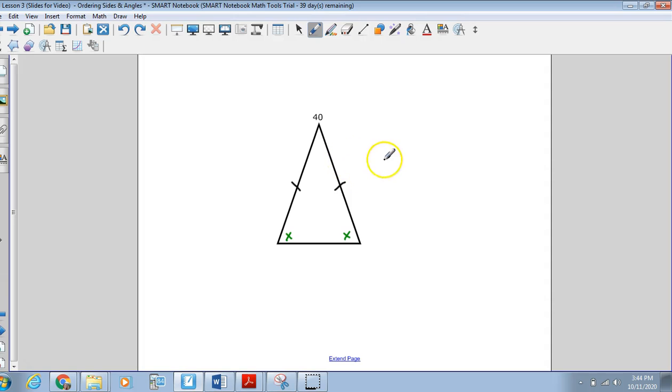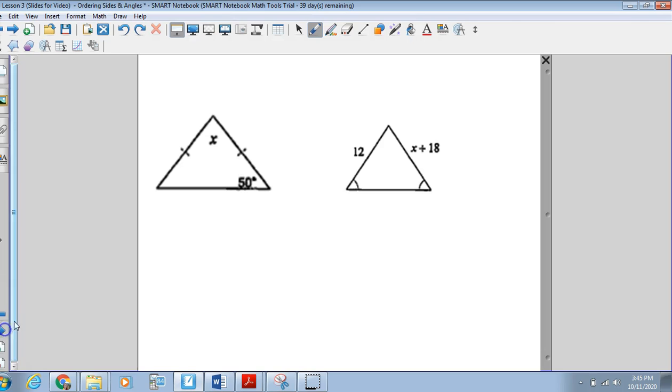So we could write an equation if we wanted to. X plus 40 must add up to 180. That gives us that 2x equals 140, and x must be 70 degrees. So this is 70 degrees, and this is 70 degrees also. You could, of course, have done that without writing an equation. You could have just said 180 minus 40 is 140, divided by 2, gives 70.